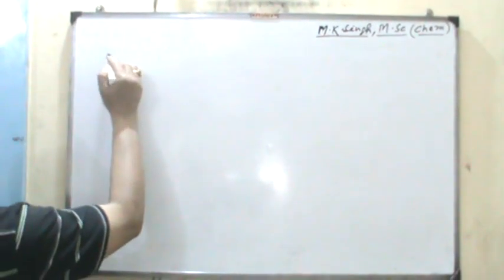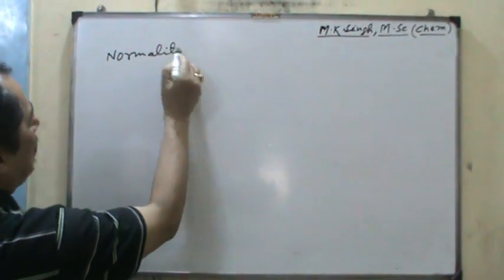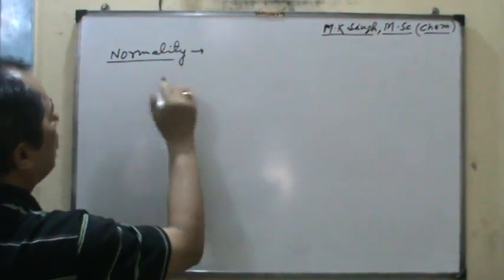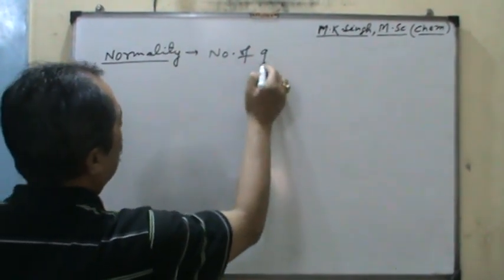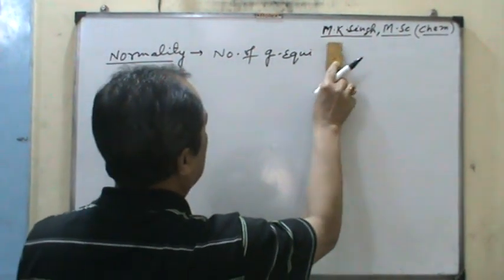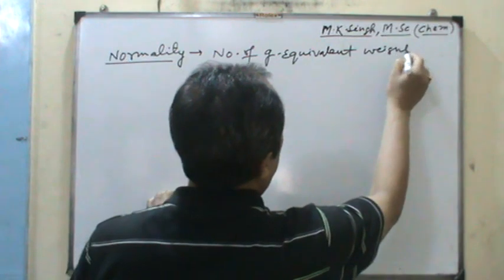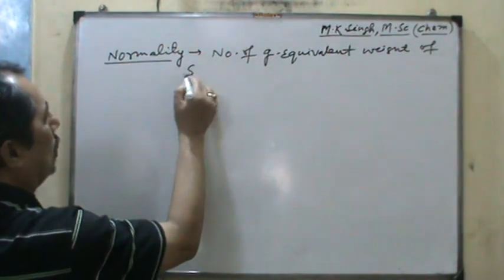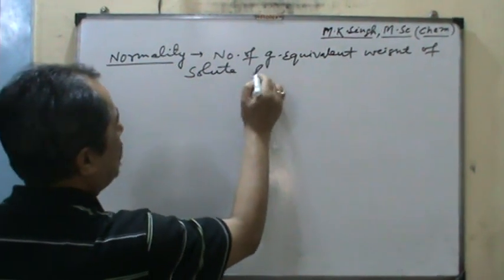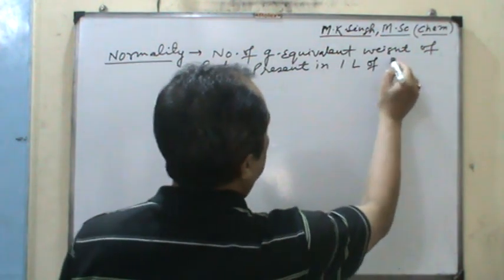Then first, what is the normality? So write down everybody. Normality is number of gram equivalent weight of solute present in 1 liter of solution.